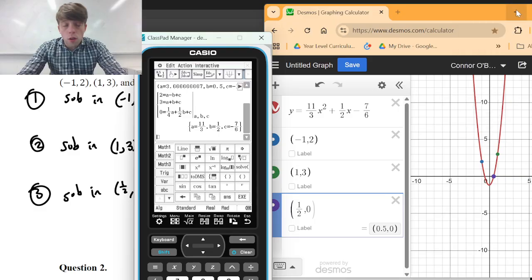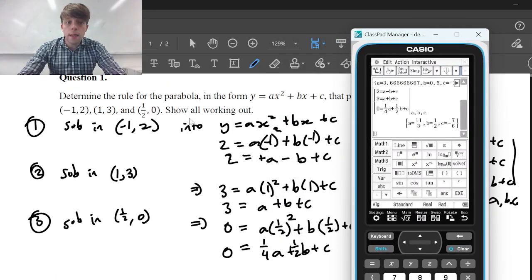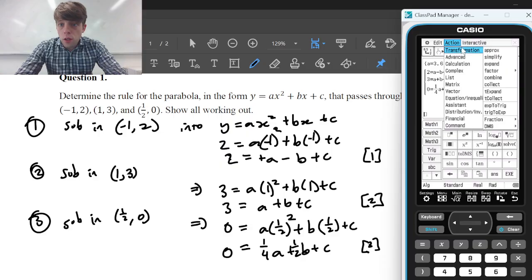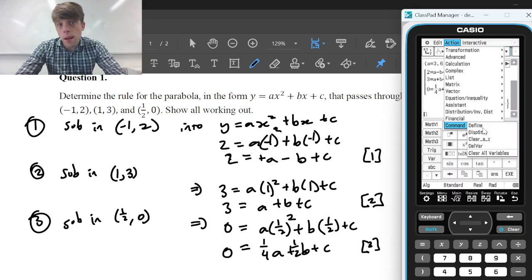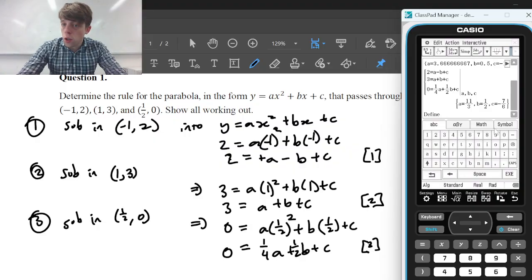Now, I wanted to show you that there is actually a better way of doing this on the CAS calculator. Something that would be fantastic for you to learn about is the define function. To access this, you can go action, transformation. Let's see if we can locate it. I think it's command. Yes, action, command, define. You're then going to type in the function, so you can locate f here. f of x is equal to, and I'm going to define it as the thing that we're trying to solve, ax squared plus bx plus c.